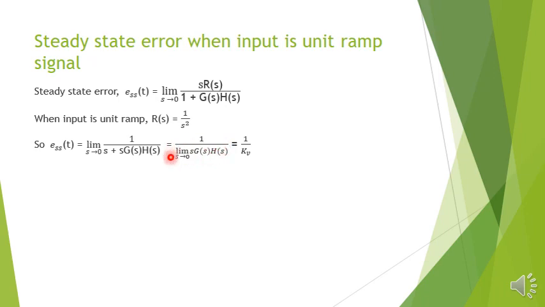So this will be represented by Kv, which is equal to the velocity error constant. Kv is the velocity error constant, and it is the limit as s tends to 0, s G of s, H of s.